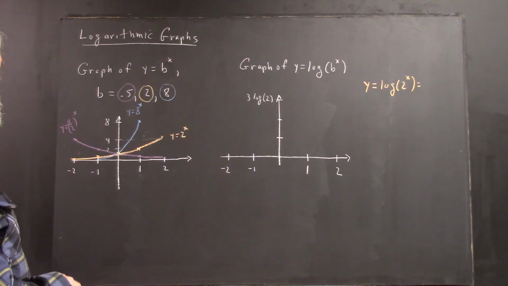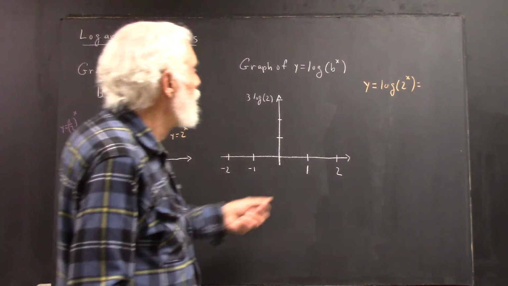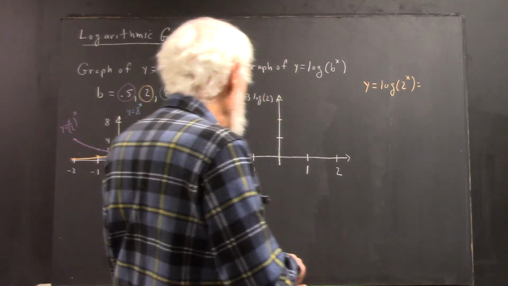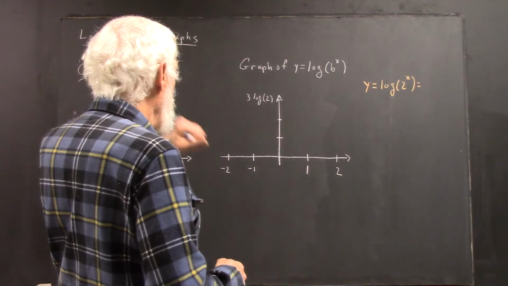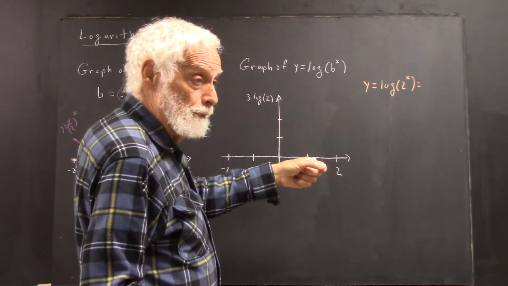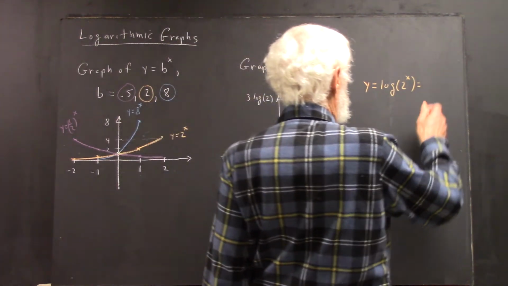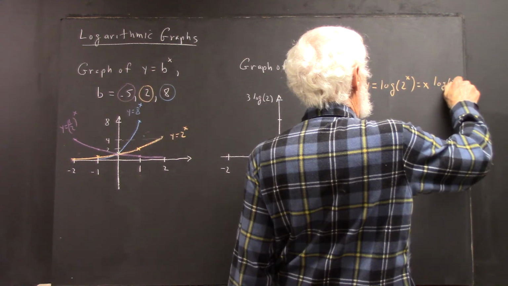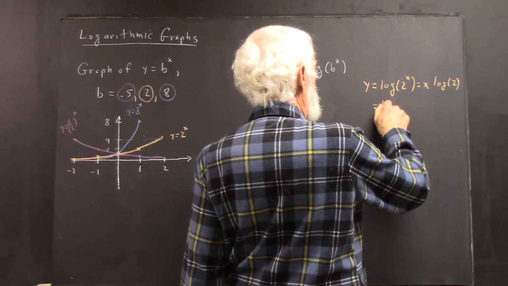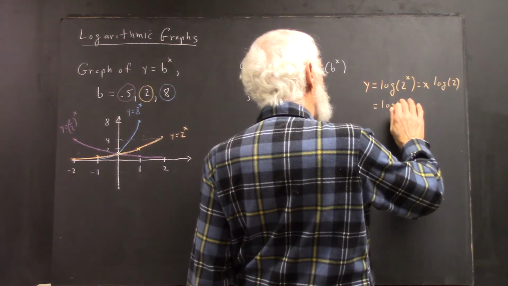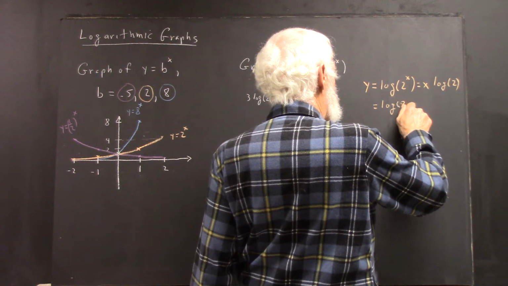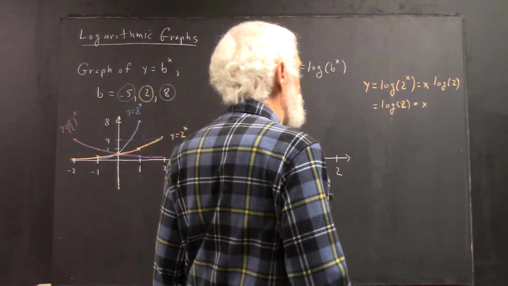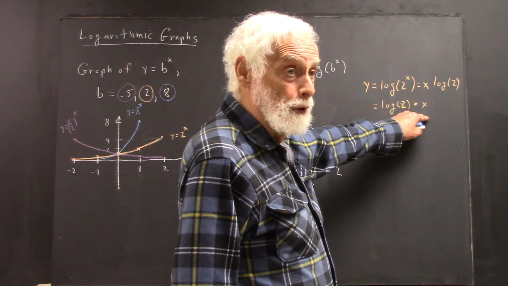Okay, well, that's pretty straightforward. Now I want to do the graph of y equals log of b to the x for the same values of b. Well, the log of 2 to the x is just y equals x times log of 2. This is the graph through the origin with a slope equal to log of 2.